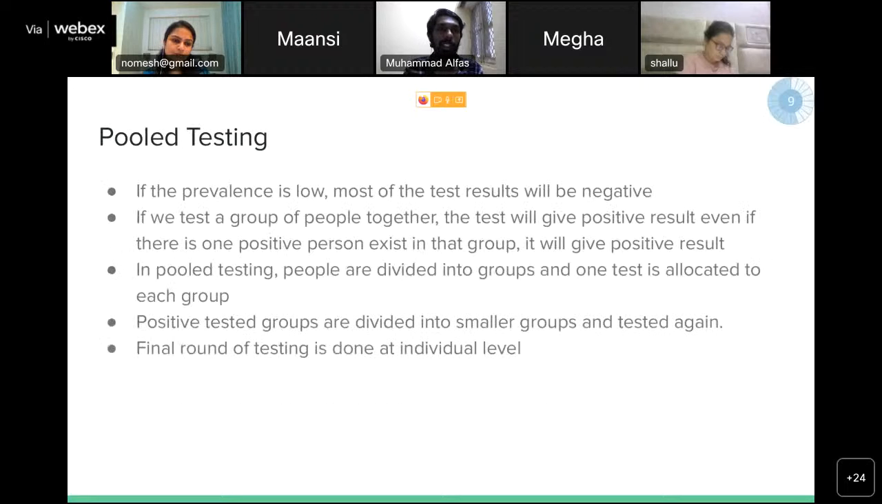And the third component of the testing allocation framework is pooled testing. If the prevalence is very low, most of the test results will be negative.